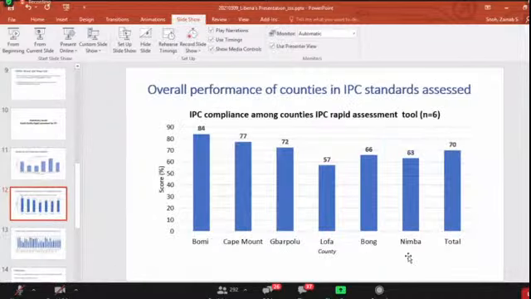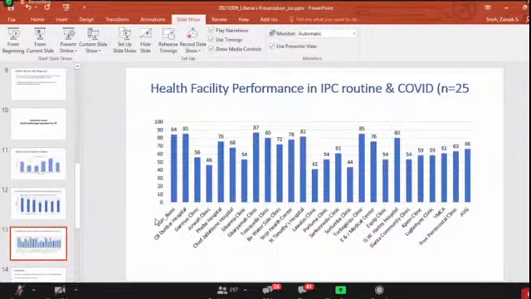For the 6 counties that we conducted rapid assessment in, these are the results of the various indicators that were assessed. We see the highest score that we have is 84%, and the total score is 70%. This activity was conducted in 25 health facilities for now, and the team continues to go to other facilities to continue this activity for informed decision making. As you can see here, these are the scores per facility that were visited during the rapid assessment last week.